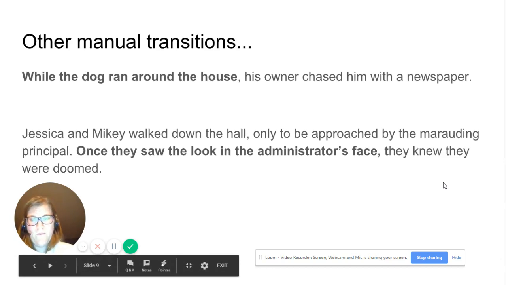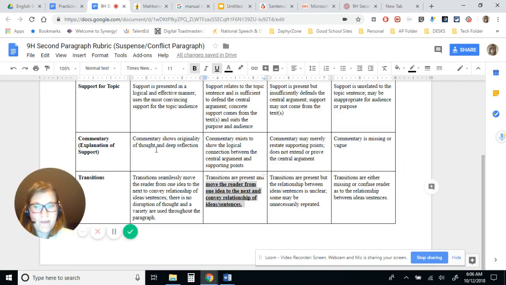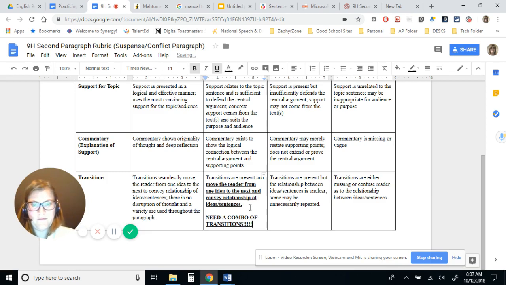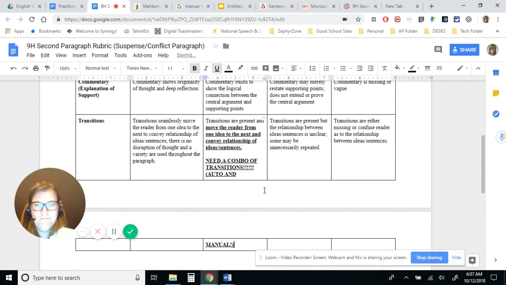So that's a brief overview of manual transitions and automatic transitions. I want to point you back to the rubric. Notice how the rubric doesn't say anything about what types of transitions you use, automatic or manual. However, it does say that it shows a direct relationship. I'm letting you know, you need a combo of transitions. That means auto and manual. So you need to show me how to use these different types of transitions.